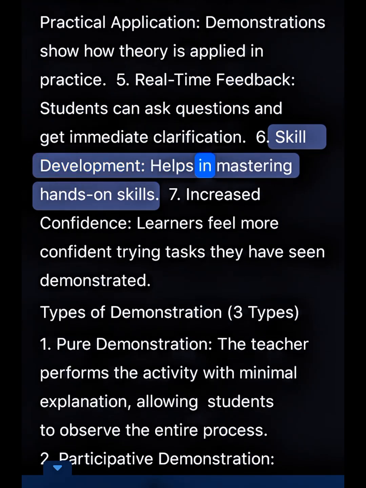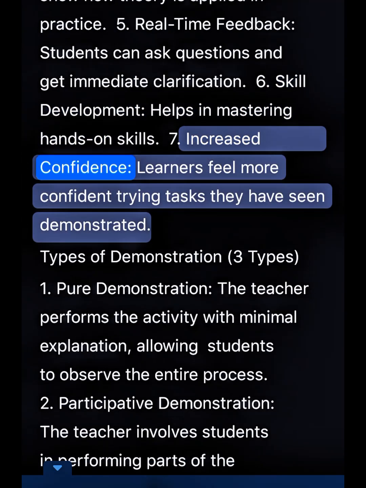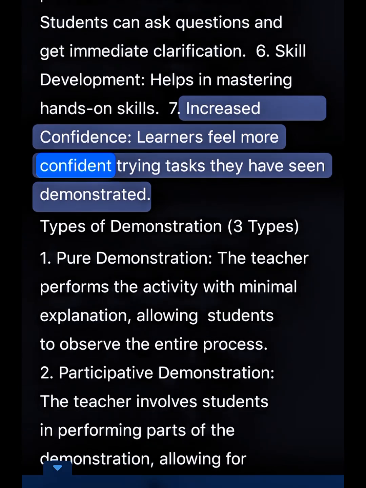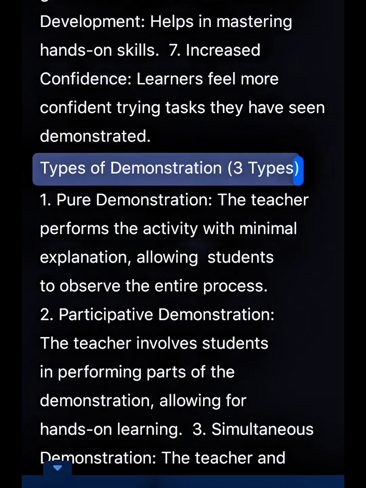6. Skill development helps in mastering hands-on skills. 7. Increased confidence. Learners feel more confident trying tasks they have seen demonstrated. Types of demonstration. 3 types.